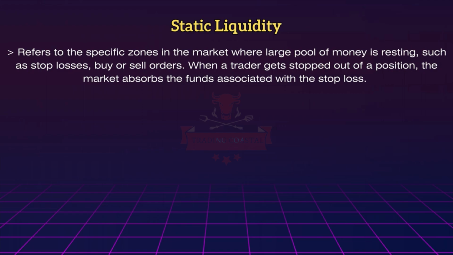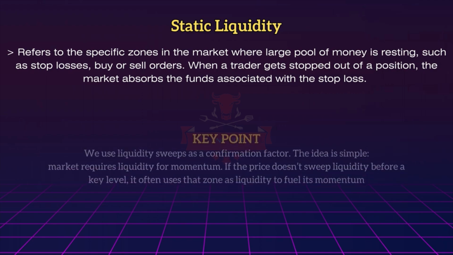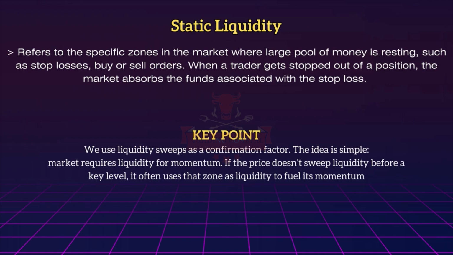Recognizing a liquidity sweep pattern before the price reaches our point of interest is crucial. This pattern confirms the strength of our supply or demand area. We use liquidity sweep as a confirmation factor. The idea is simple. The market requires liquidity for momentum. If the price doesn't sweep liquidity before a key level, it often uses that zone as liquidity to fuel its momentum.